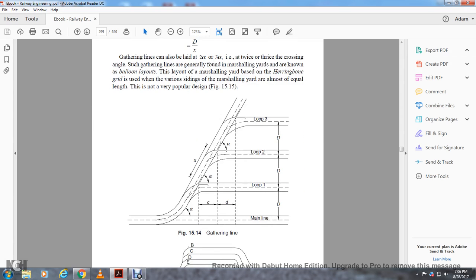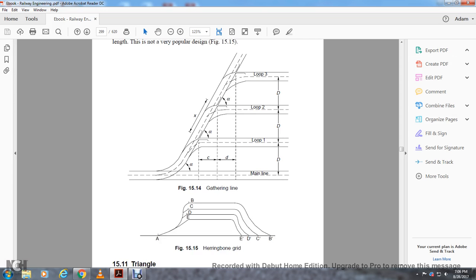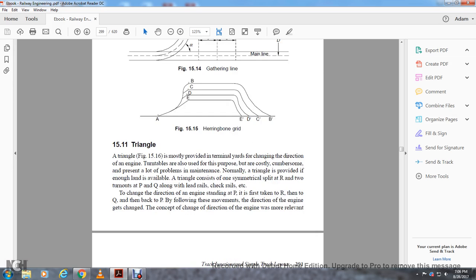This shows the main line, gathering line A, B, and D, loop 1, loop 2, and loop 3, distance of the D. C and D also have angle A, and it is the same for the gathering line herringbone. A, E, B, A, D, B, C, E, D, C, B. Triangle.